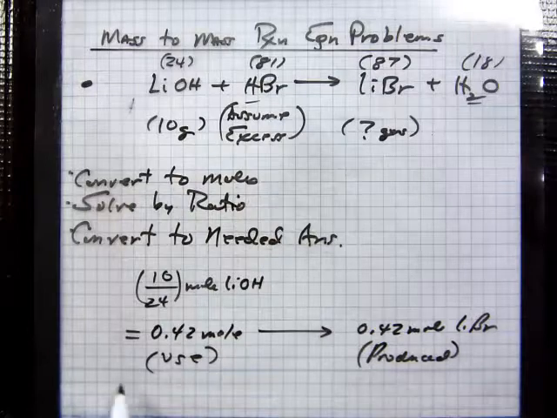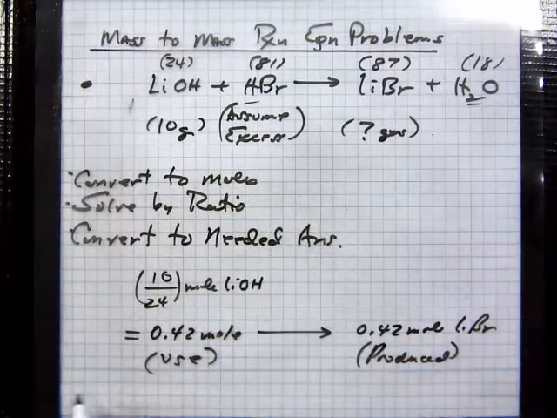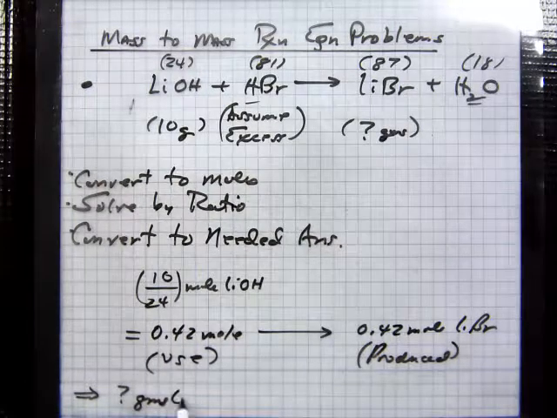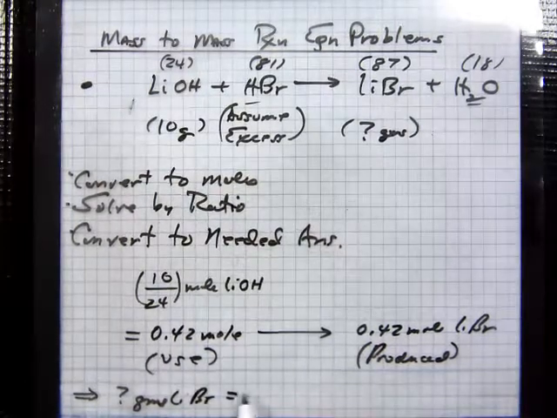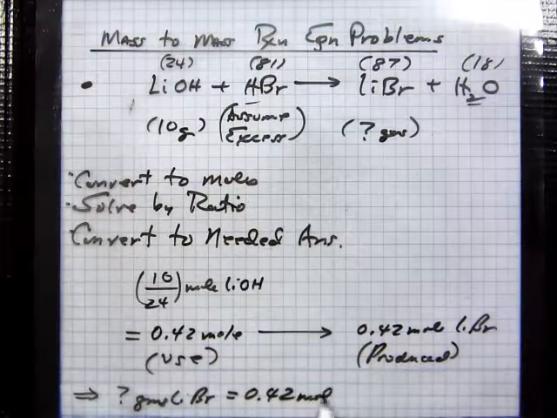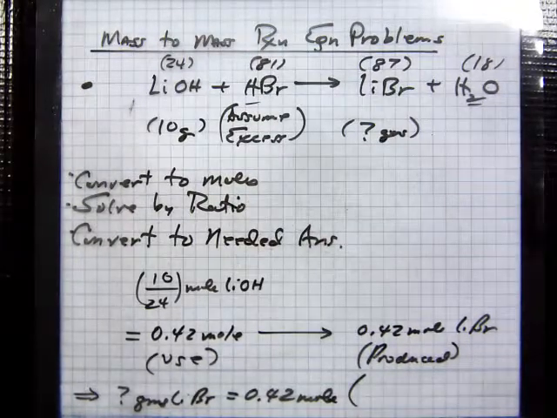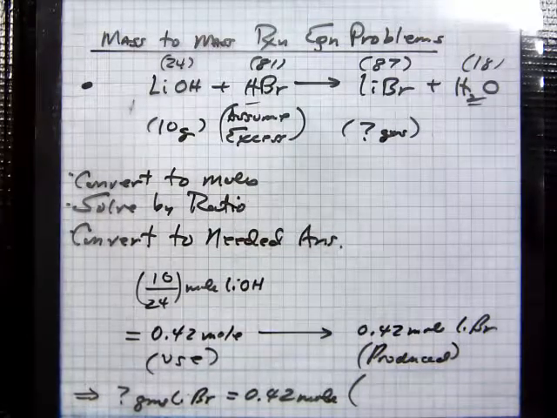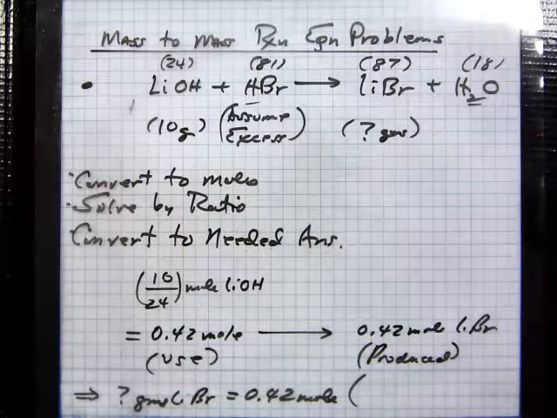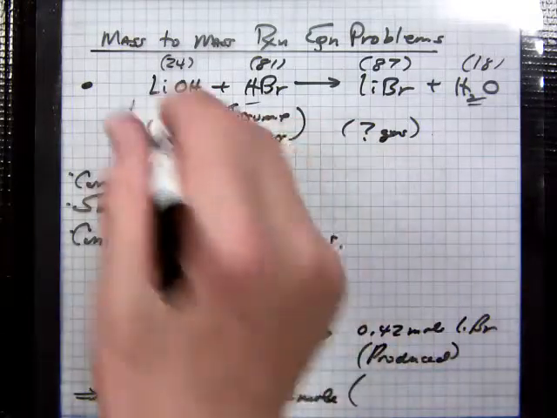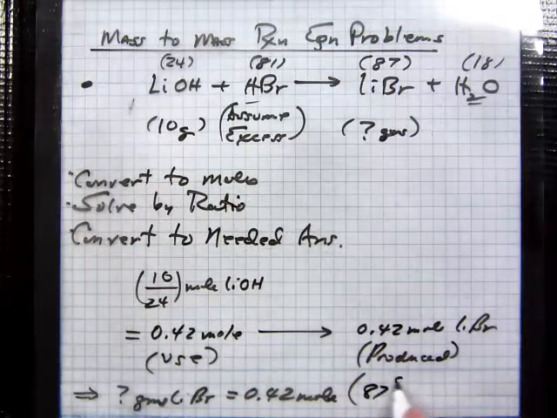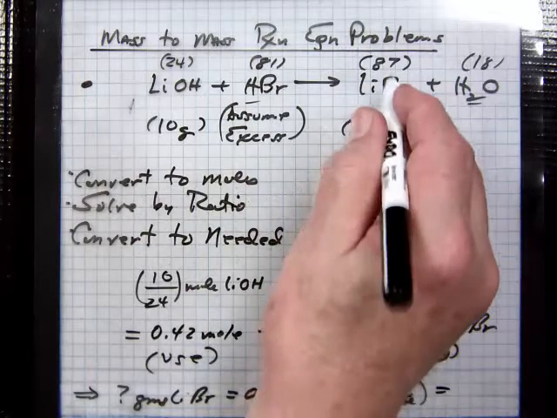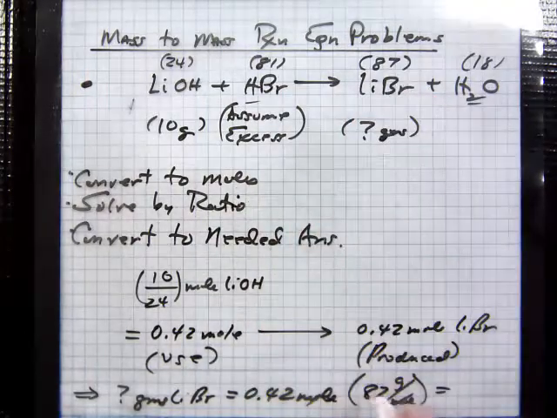Now, since we have this much produced, we want how many grams of lithium bromide? 0.42 mole. And moles to grams, multiply by formula weight. That's why I say it needs to be reflected. The formula weight of that is 87 grams per mole. We were asking about lithium bromide, so I want to use that formula weight.